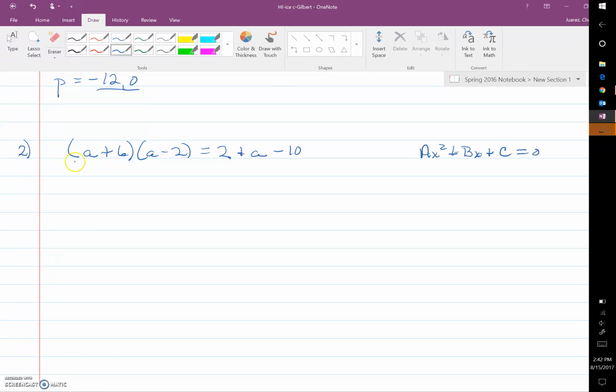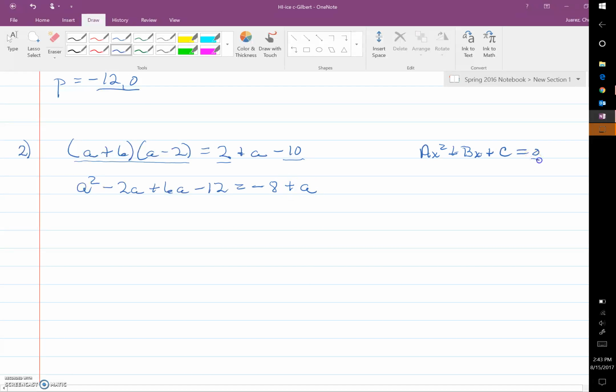So first thing I'm going to do is go ahead and on this side of the equal sign, I'm going to multiply these out. Foiling, as most of us know it. So a times a is a squared. A times negative 2 is negative 2a. 6 times a is plus 6a. And positive 6 times negative 2 is negative 12. On this side, I have this and this are like terms, so I'm going to combine those. And that's negative 8 plus a.